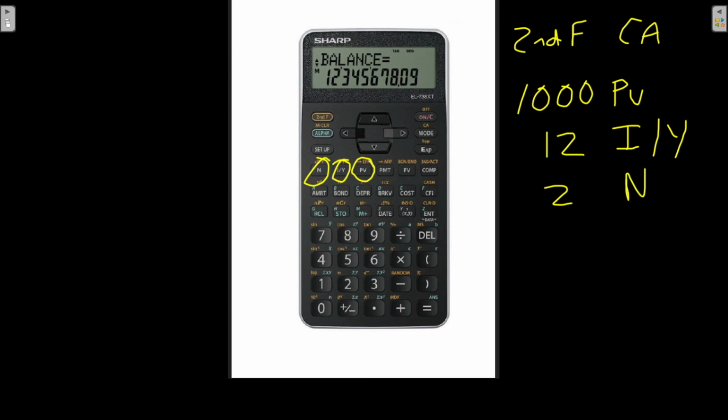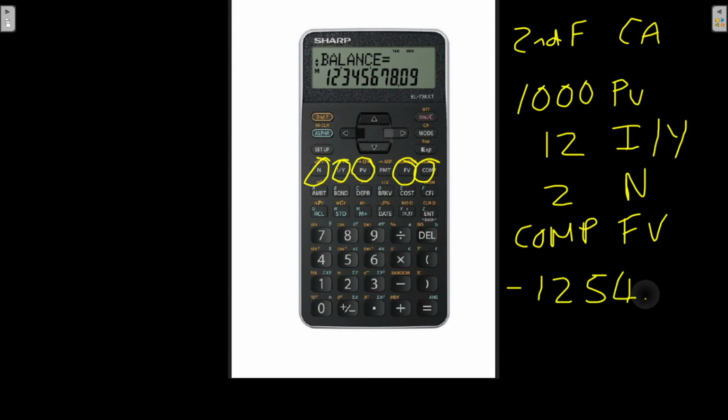And then you will press the button compute and whatever you want to calculate, and in this case we would like to get the future value, and you will see that your future value is negative 1254.4. So your answer for the future value will be 1,254 rands and 40 cents.